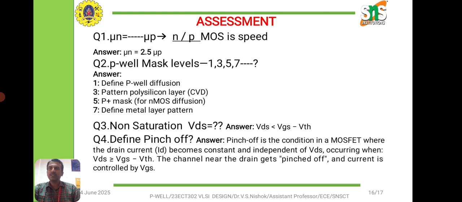So here is a short assessment related to it. Mu n equal to 2.5 times mu p, which we have discussed in today's topic. And P-well mask levels, that is CMOS fabrication levels 1, 3, 5, 7. And then define pinch off. Pinch off is a condition that occurs when VDS is greater than or equal to VGS minus V threshold. At this condition the channel will be reduced, that is pinched off, which will reduce the current flow between the drain and source. That is called pinch off. So that's all about the topic.